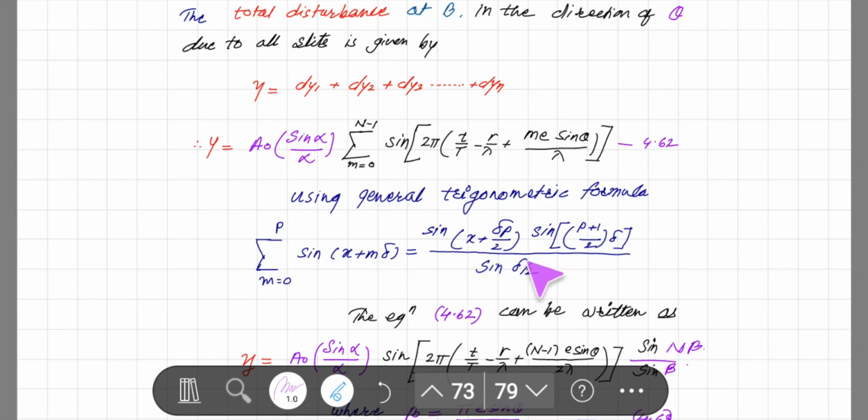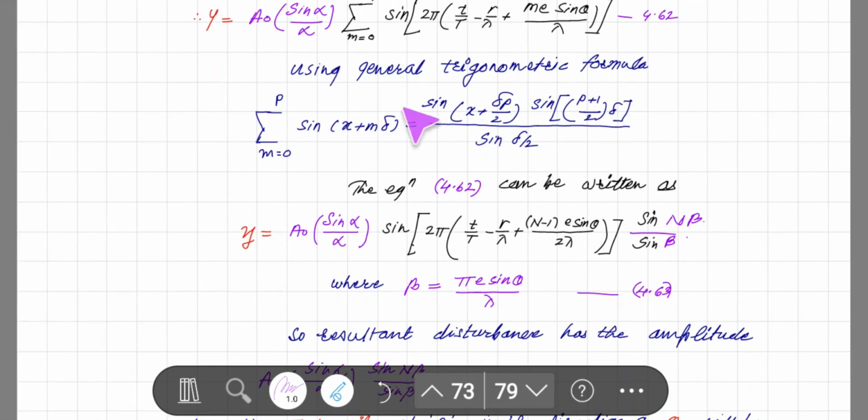Now equation 4.62 can be written, using this formula, as y is equal to A0 sine alpha upon alpha into sine of 2 pi into t upon capital T minus r upon lambda, plus n minus 1 into e sine theta upon 2 lambda, into this term sine of n beta upon sine of beta, where we know that beta is the term pi e sine theta upon lambda, which depends on the value of theta. That is important.